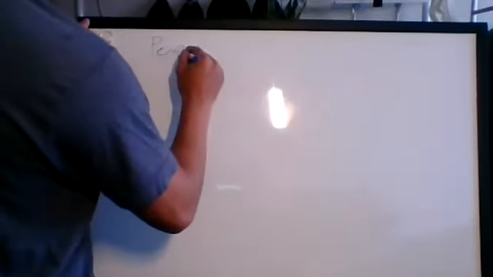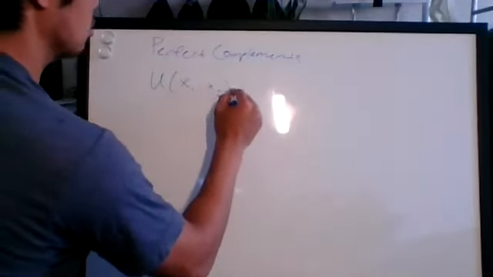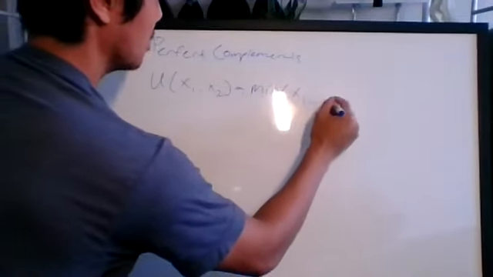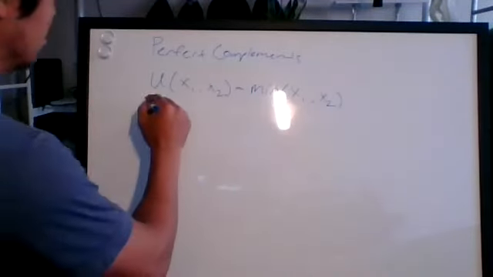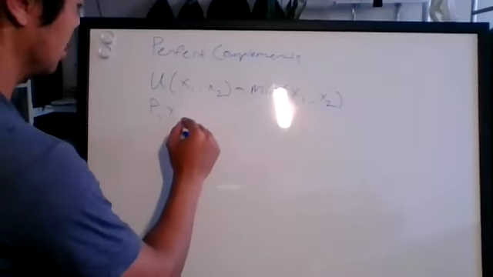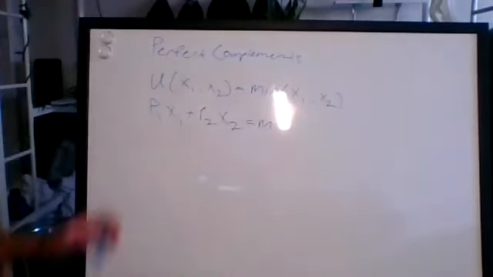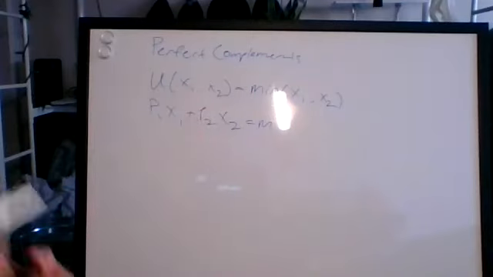So let's look at a case with perfect complements. You know that perfect complements are going to look something like this. Utility of x1, x2 is going to be a function of the min between x1 and x2, right? And so given that we have a budget constraint that looks like this, p1 x1 plus p2 x2 is equal to m, we have to figure out at what levels of x1 and x2 we're going to be maximizing our utility.